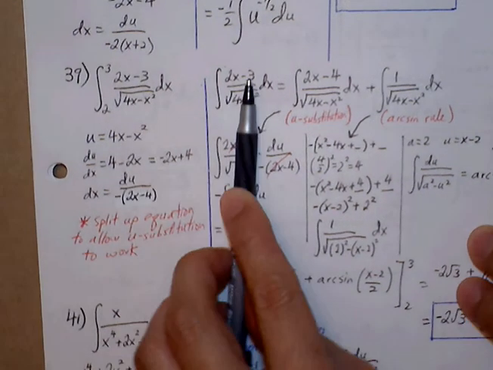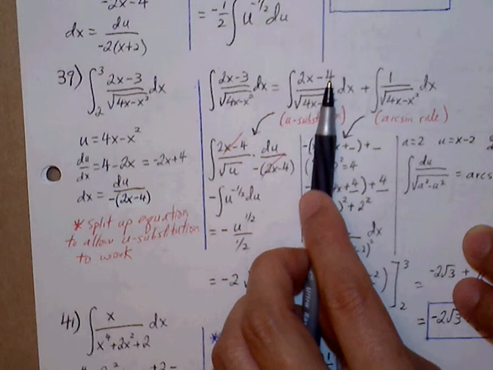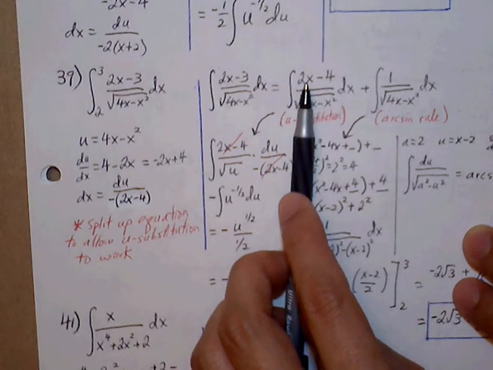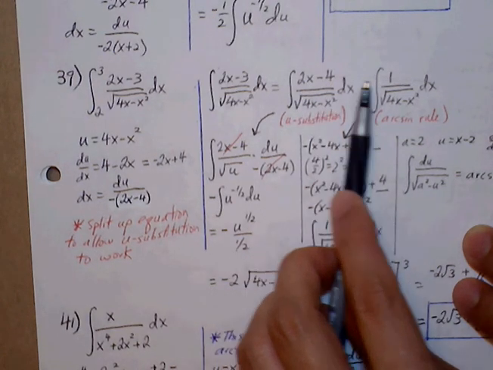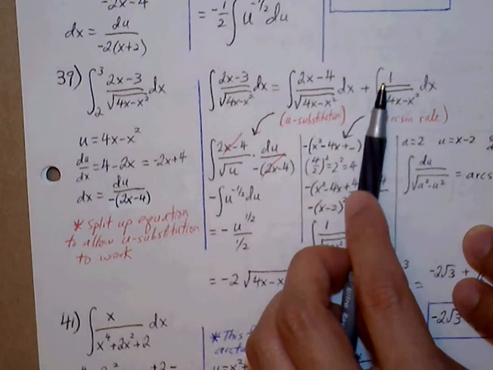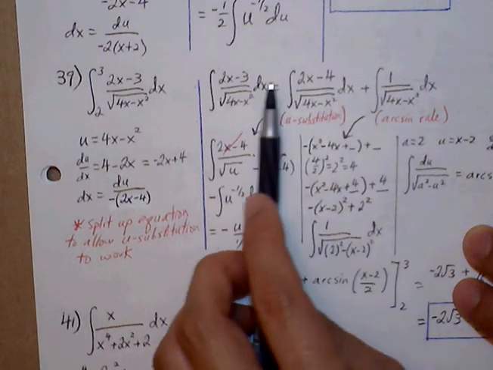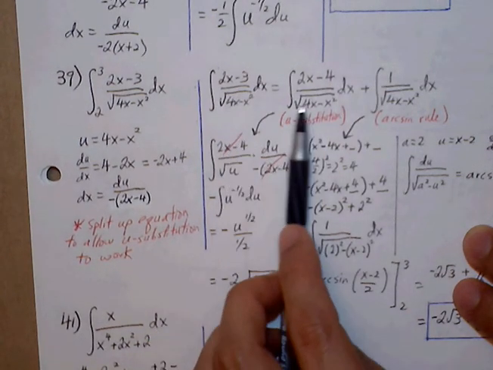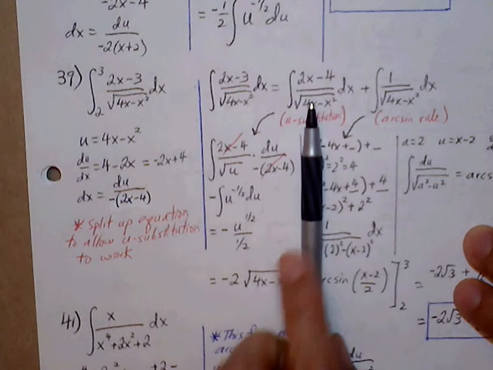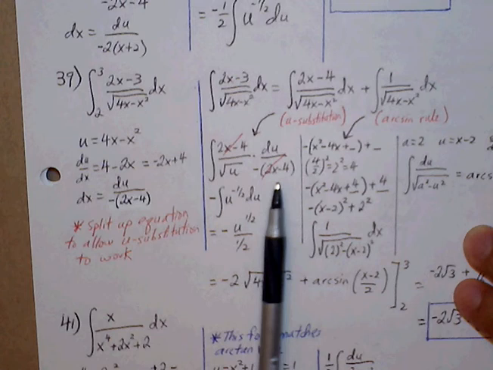So 2x minus 3 is equal to, we want the 2x minus 4 to cancel out. But if we have 2x minus 4, we also would need a plus 1, because 2x minus 4 plus 1 is equal to 2x minus 3. We need to maintain balance from our original problem. Okay, so this is u substitution. We know that's going to work because we have a negative parentheses 2x minus 4.